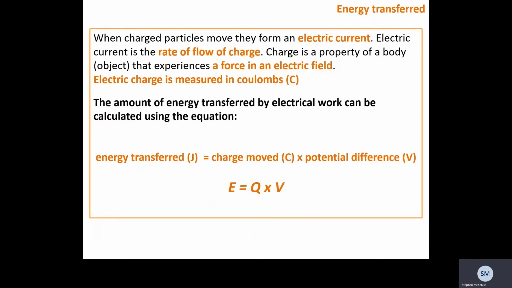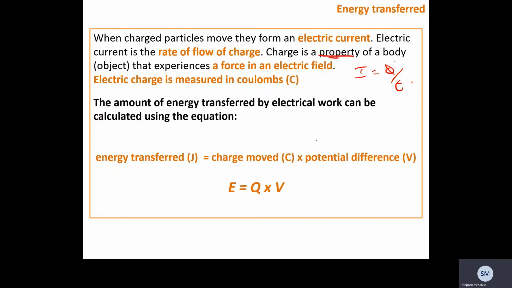When charged particles move, they form an electric current. Electric current is the rate of flow of charge. I'll write down that equation again. I is equal to Q divided by T, the number of coulombs per second. Charge is a property of a body that experiences a force in an electric field. What does that mean? It's a property. It's a fundamental thing. Electrons just have charge, and it experiences a force in an electric field. So the amount of charge, the rate of flow of charge, is just referring to the electrons themselves, which have a fundamental property that they can be affected by a force in an electric field.